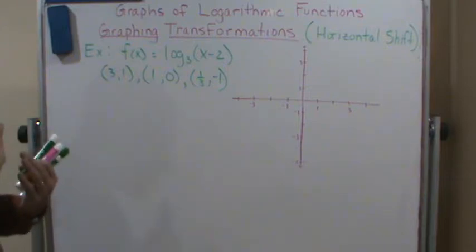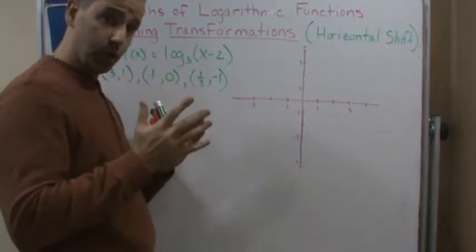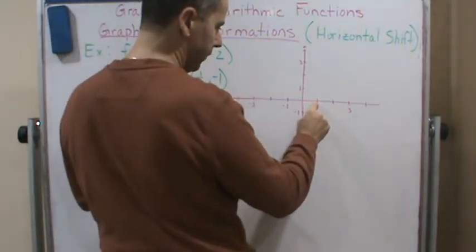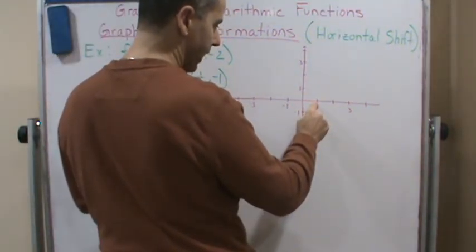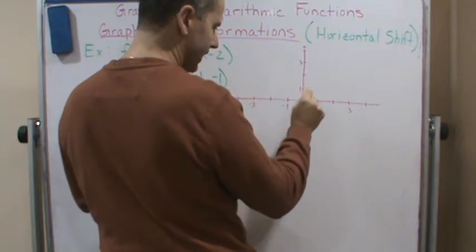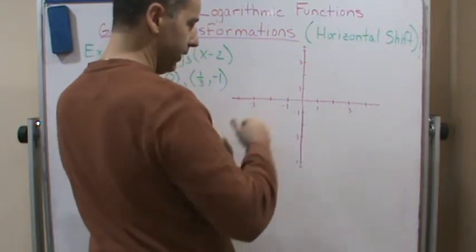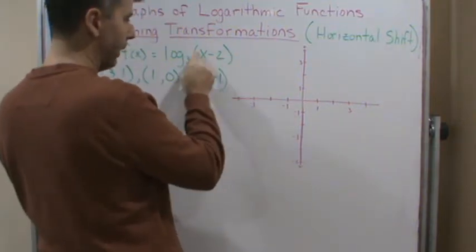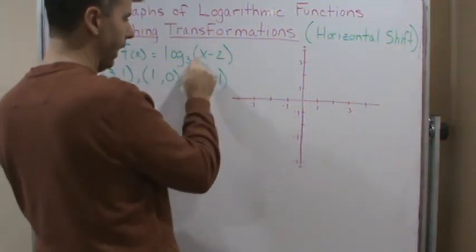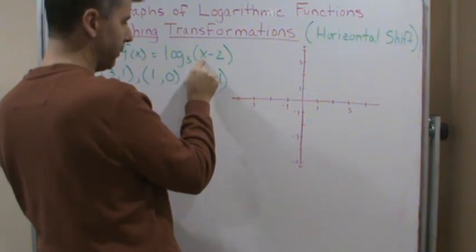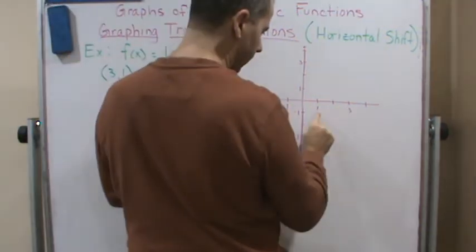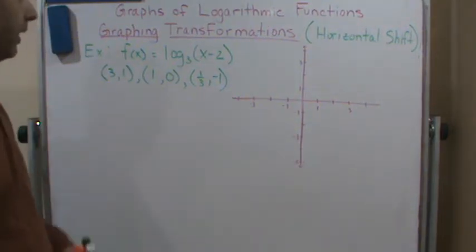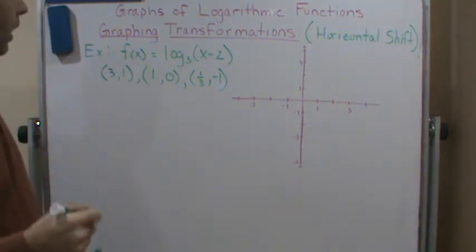So again, if you're unsure, use what you know, check. Say, okay, I know for the parent function, it crosses at 1 comma 0. So when the argument is 1, I know the log is 0. So how do I get 1 in here? Well, x would have to be 3. Well, where's 3? Right there, 2 units to the right. Okay? So there's my verification.